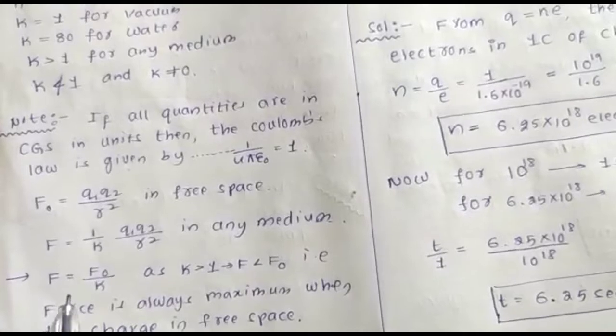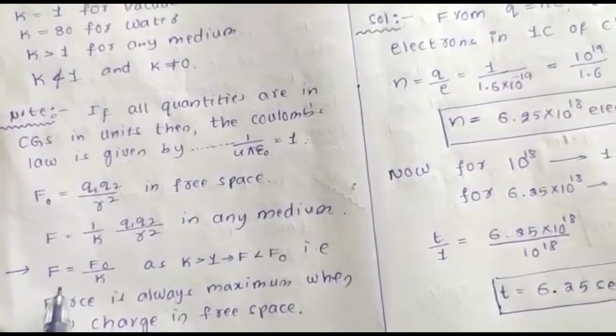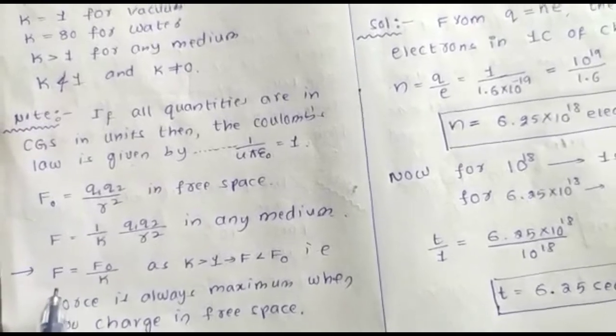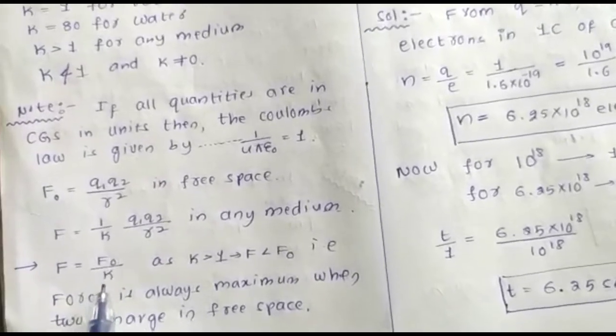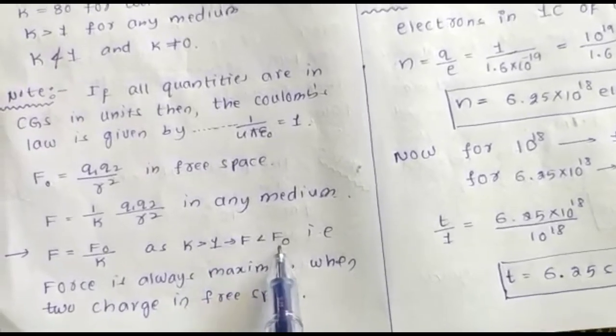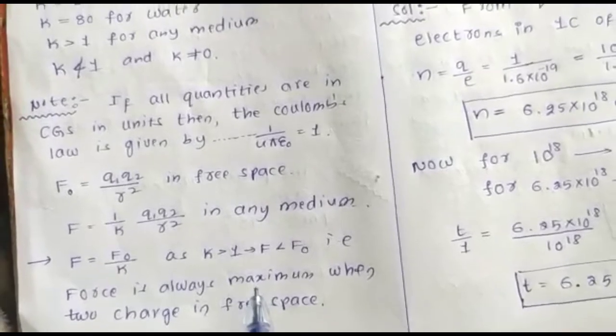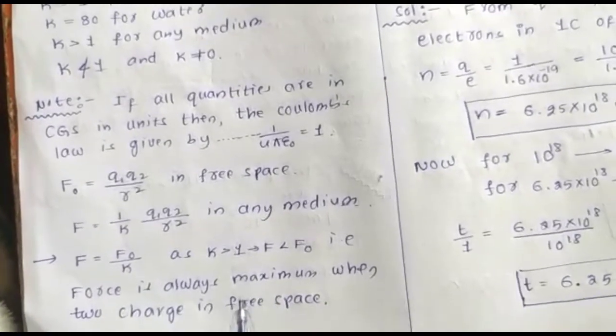And one more important point is that the force of attraction or repulsion between any two charges in a medium and in free space is given by the relation F = F naught by K. Here K is greater than 1, we know very well. Therefore F is less than F naught. Therefore the force is always maximum when the two charges are in free space only.